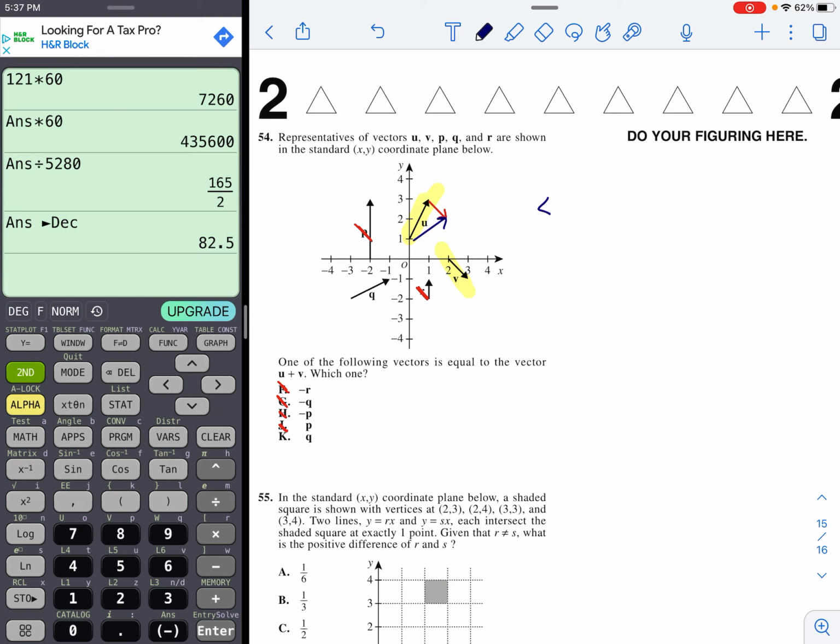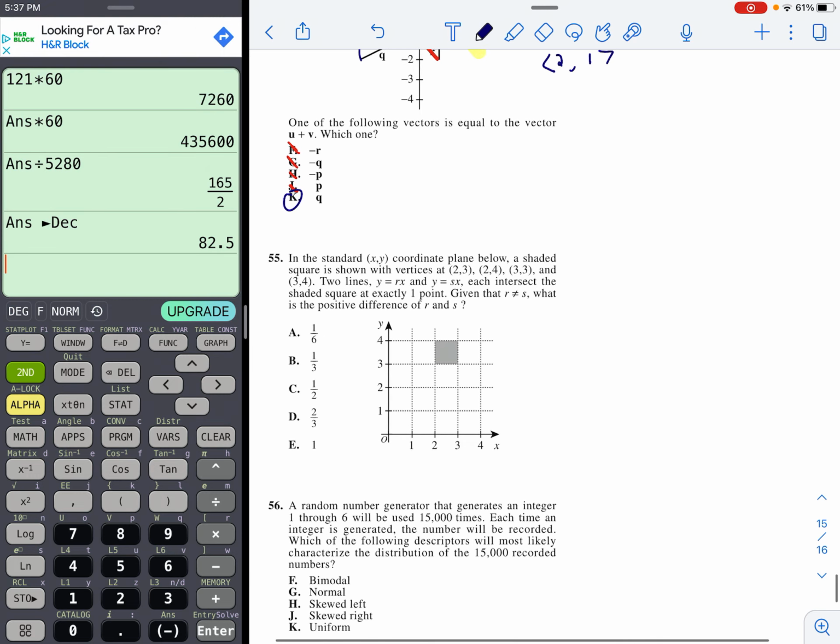Another way you can actually write out what's happening with U: U has a rightward motion of 1 and an upward motion of 2. V has a rightward motion of 1 and an upward motion of -1 because it goes down. If you add these things together, you'll have a rightward motion of 2 and an upward motion of 1. Right 2 and up 1 is, in fact, what Q does there. So the answer is K, answer choice Q.